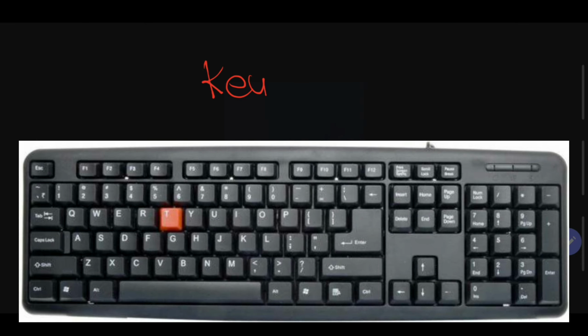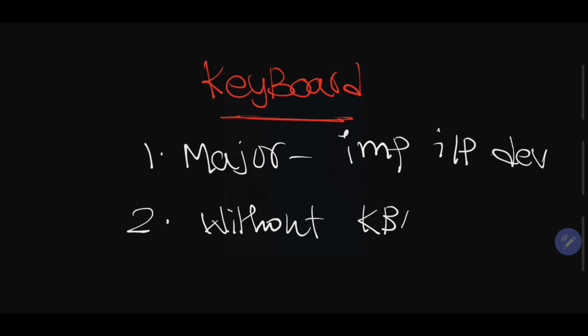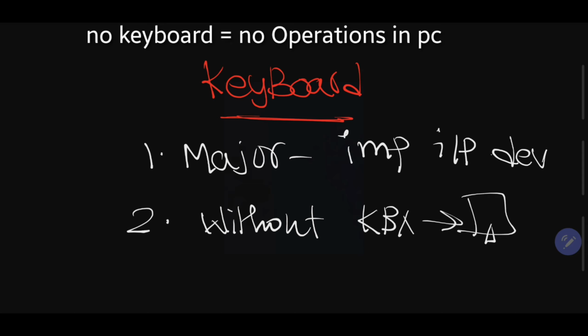The first device from the input side is keyboard. So keyboard is one of the major important input devices. Why? Without a keyboard, we are unable to turn on the computer, unable to enter into the next screen.